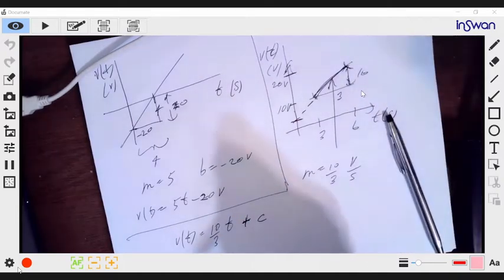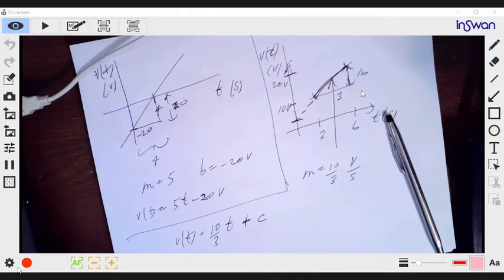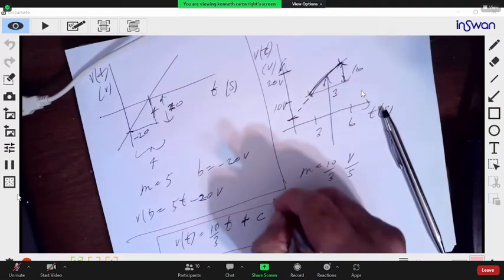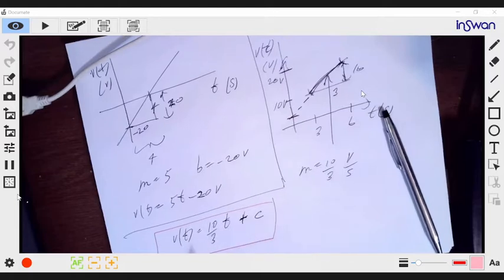V of t is the thing you're trying to find. We don't know v of t. We know v of 3, we know v of 6. But v of t is this equation. I don't think y'all know anything about functions. This is Math 167, by the way.